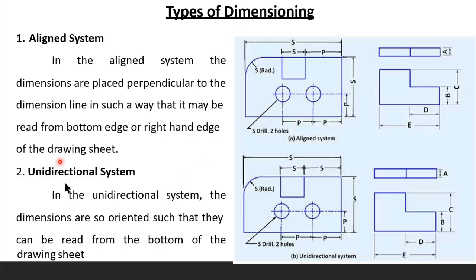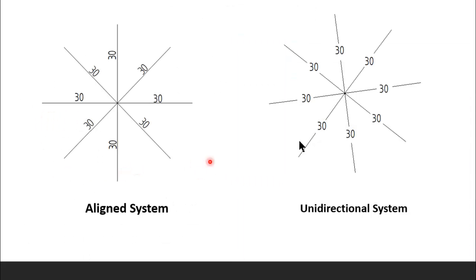And coming to unidirectional, irrespective of the dimension lines, all the dimension figures are kept in one direction, that is, horizontal, with respect to the bottom. See, in horizontal dimensions it is kept horizontal, and in vertical dimensions the dimension figure is also kept horizontal. So irrespective of the dimension line, the dimension figure is kept at one angle, that is horizontal. That is unidirectional. You can see an example here also.